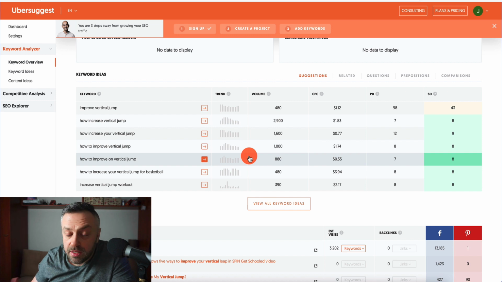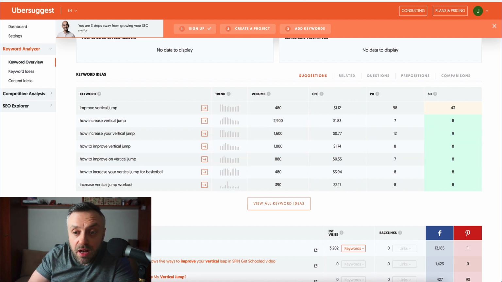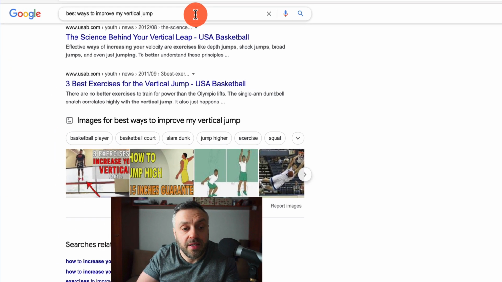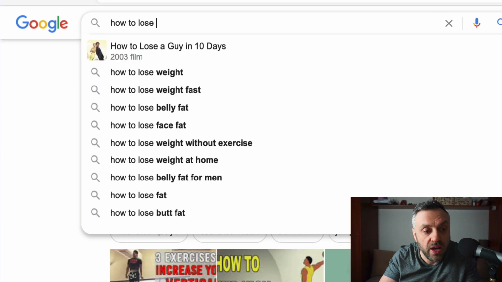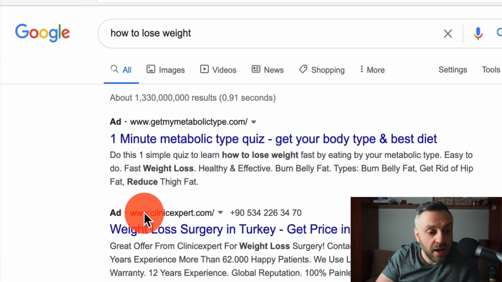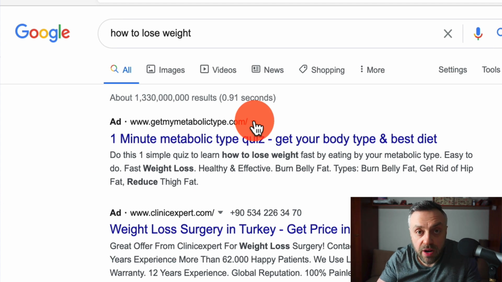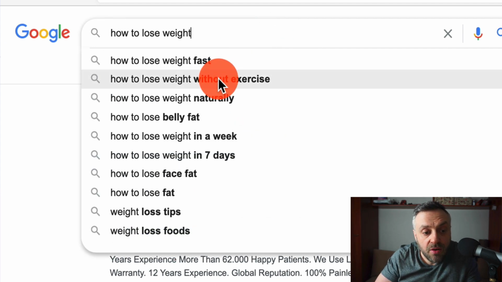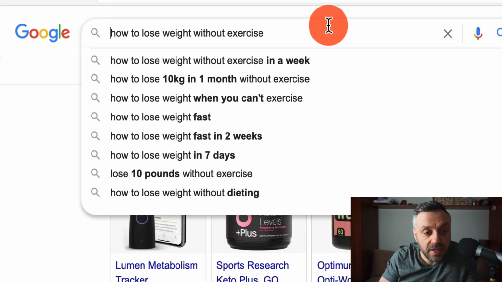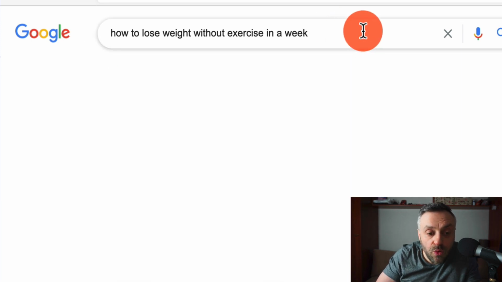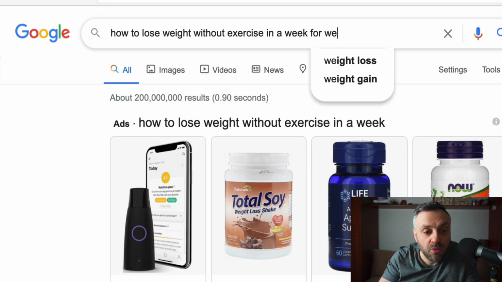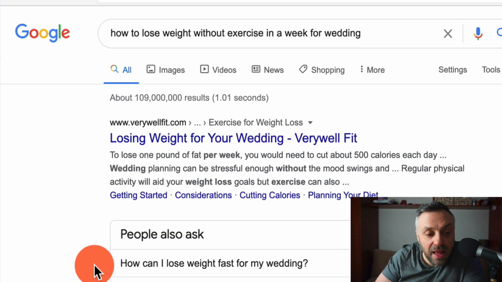So like how to lose weight is going to be almost impossible to rank for because it's a very, very competitive keyword, okay? Whereas how to lose weight in 10 days for a wedding without walking, believe me, those are real search phrases. It's going to be a lot easier. So check this out. If I do how to lose weight, it's going to be very, very hard to rank for this kind of content. But if I do this without exercise, and then I say how to lose weight without exercise in a week, and then I say something like for wedding, that's going to be a lot easier.